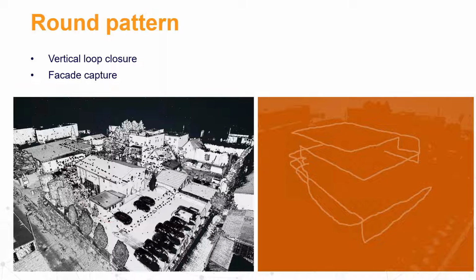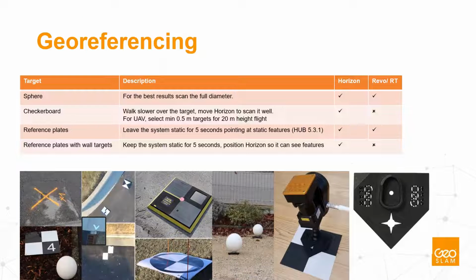UAV and handheld data, any Revo data, can actually be quite nicely combined. If you are flying above the building and then capturing inside, always make sure that you have enough overlap. So if you're flying, for instance, and then doing indoor capture, start outdoors, make a small loop so you have 20% of overlap there, and then move into inside capture. And you can use Hub to merge this data.